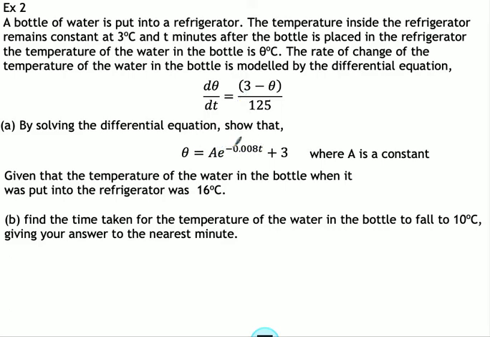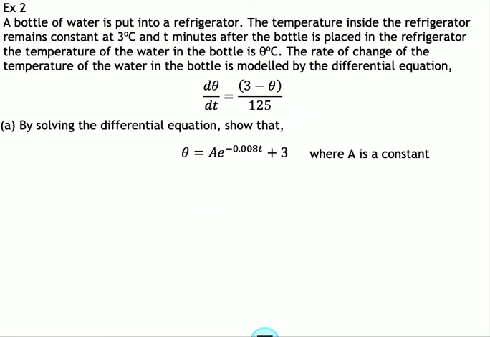Show that questions are really great in the exam, because for example, if I'm struggling to show that, I can still do part B. I still get the marks for that. Okay, so let's go for it. So we've got a bottle of water in a fridge. Temperature of the fridge is that. That's where that +3 comes from, I guess. And we want to solve this, which is the rate of change of the temperature of the water. So, separate the variables.